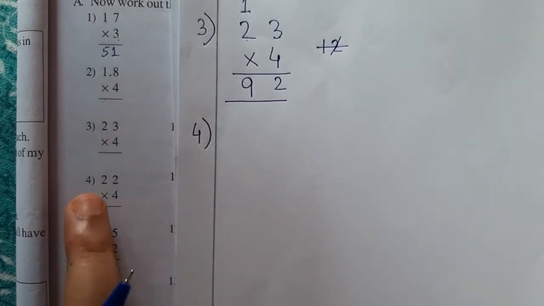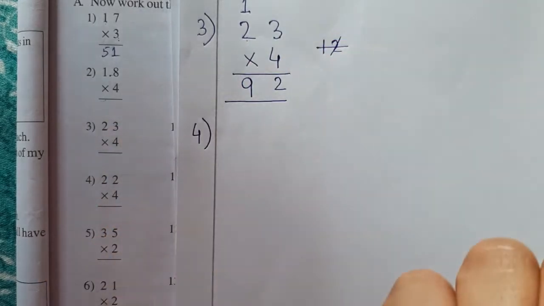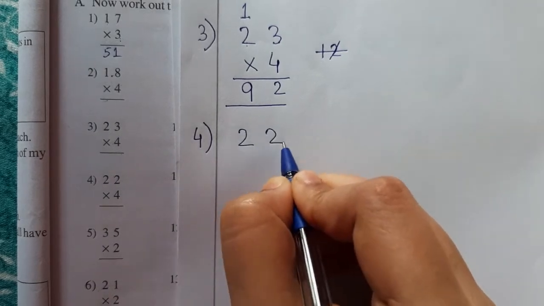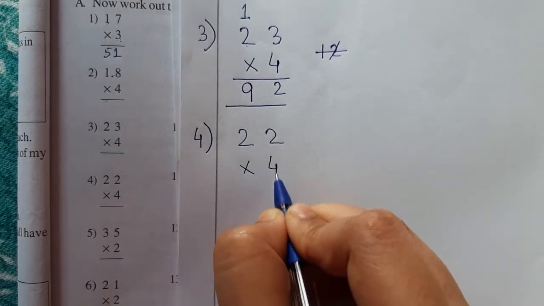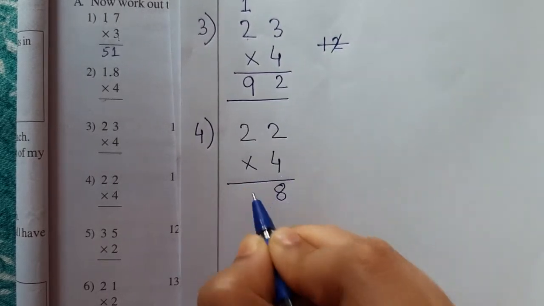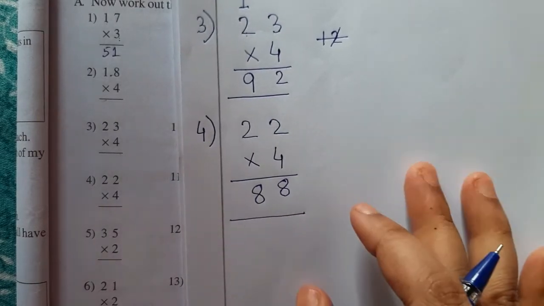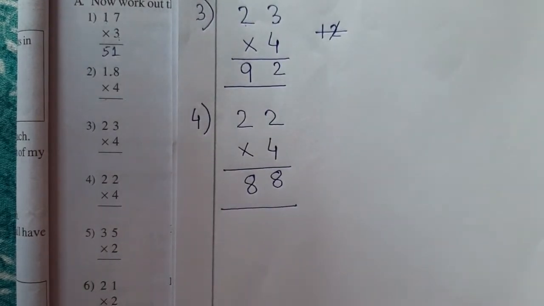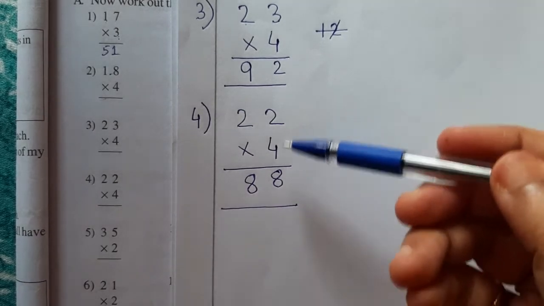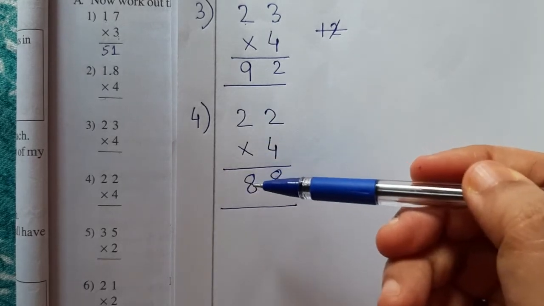Question number 4 is 22 into 4. This is a very easy one. We don't even have to carry forward anything here. See here? 22 into 4. 4 twos are 8. See? Very easy. Done. We did not have to carry forward anything. We got a single digit number. 4 twos are 8. Okay.